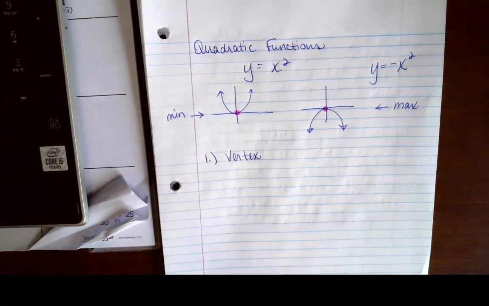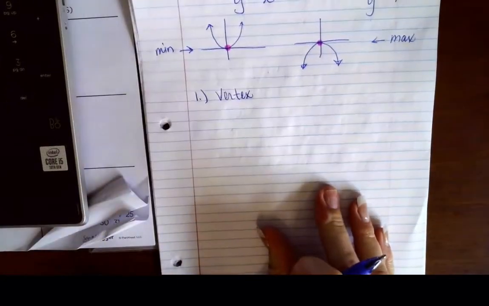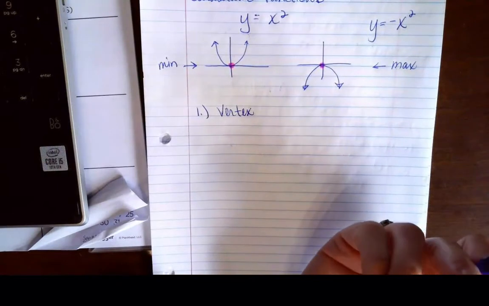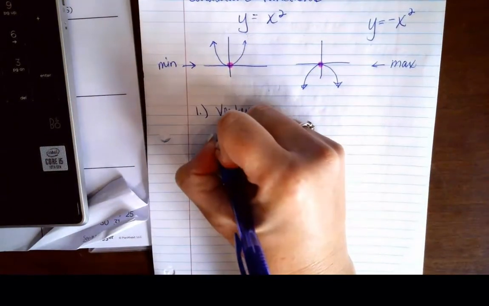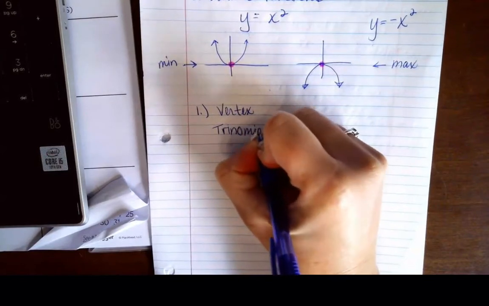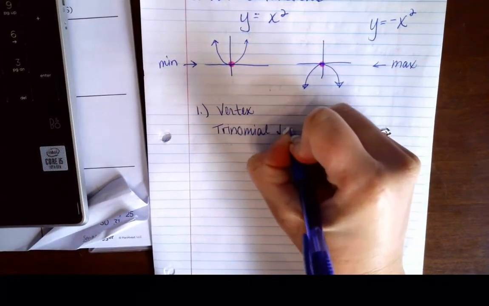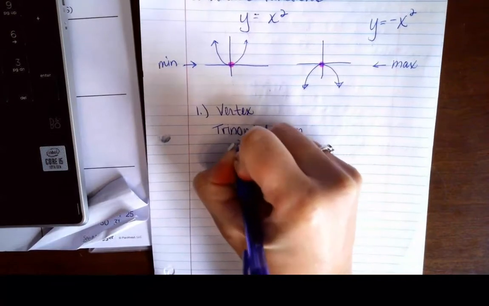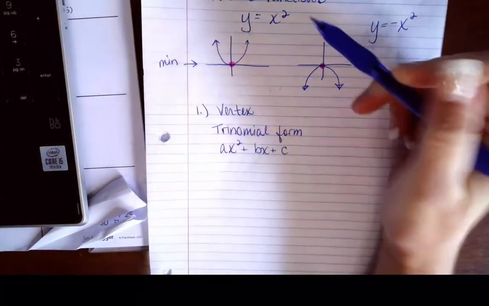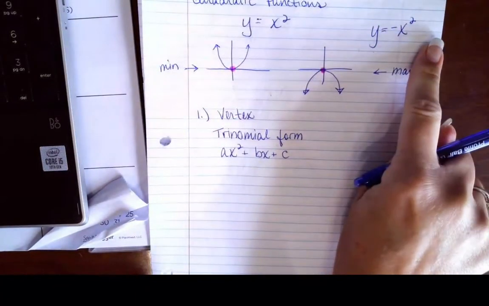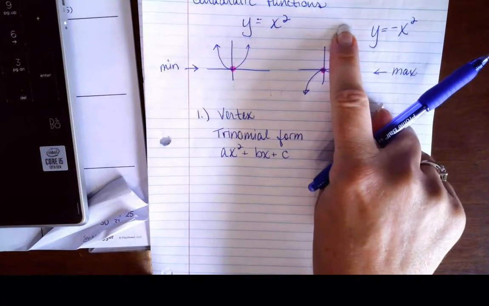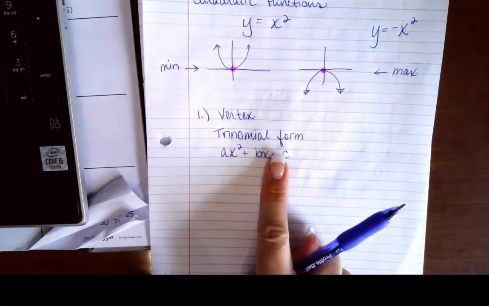So how can I determine what the vertex is if I don't have a picture? We've got two ways of doing this. If you are in trinomial form, that's going to be ax squared plus bx plus c. Notice that both of these are in trinomial form. It's just that my b and my c are both 0. So this is still in trinomial form.